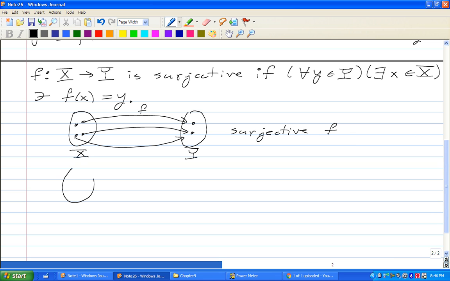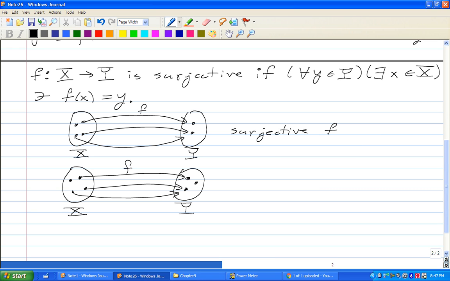However, let's say you have the following rule, and let's make it look similar. Let's say F maps these points in X to these points in Y. Well, notice that this point in Y is not the image of any x here. Therefore, in this case, F is not surjective.